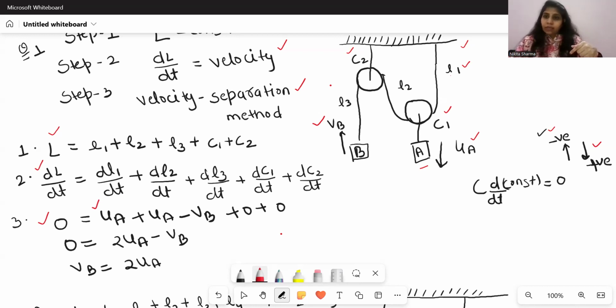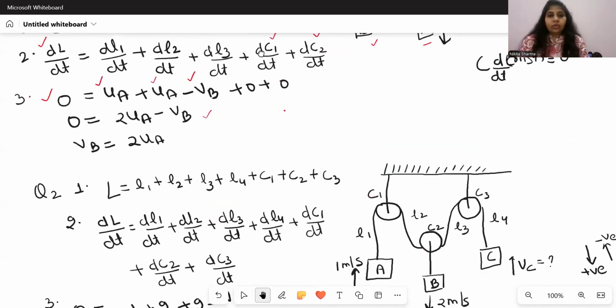L2 will be changing again when A is moving, so that is also plus UA. L3 will be changing when block B is moving, and B is moving upward, so we have taken minus VB. The curved lengths will not change because they are around the pulley, so they stay the same, and the differentiation of a constant is 0. So dC1 by dt and dC2 by dt will be 0. We have found the equation here. We will simply solve this equation and find the relation between UA and VB. This is our question number one.